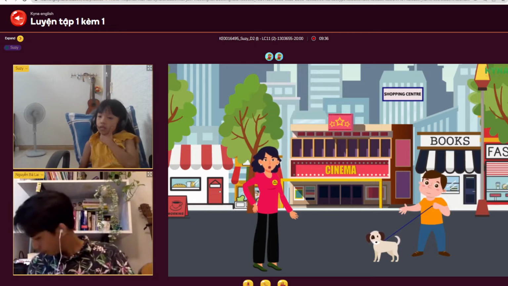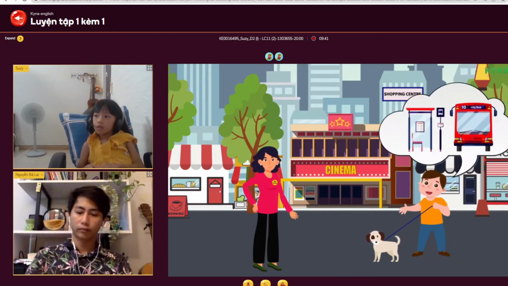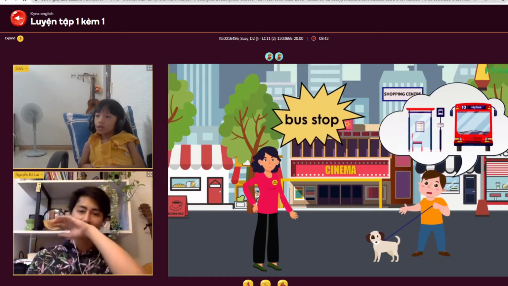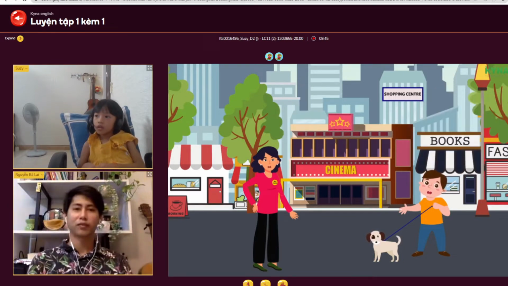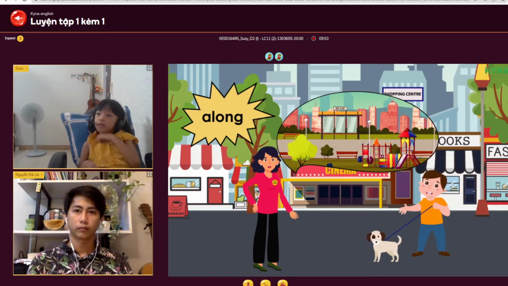I see. Which bus can I take? Please take bus number 10. The bus stop is on Parker Street. Just walk along the street, then turn right. You can see a big park. The bus stop is opposite the park. I see. Thank you.